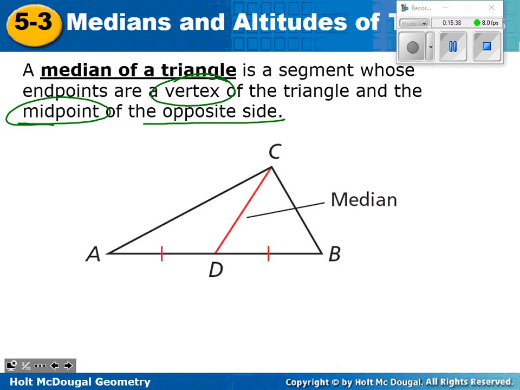So one more time, where's the median going to go from and to? From vertex to midpoint. Median goes vertex to midpoint. So what you're going to do is just estimate. We're going to do this quickly. We're not going to use a ruler and actually find the exact midpoint of every side. But just pick a side on your triangle and estimate about where you think the midpoint is and mark the sides congruent.